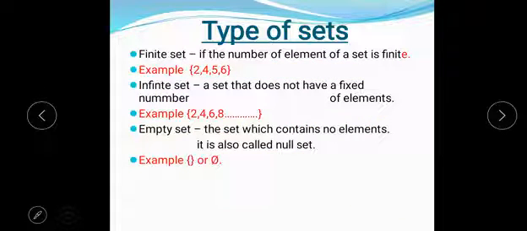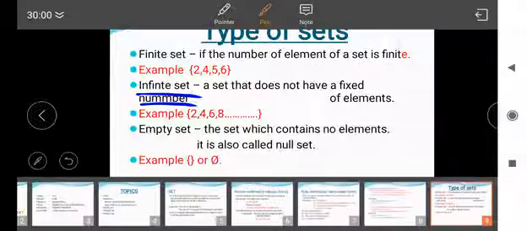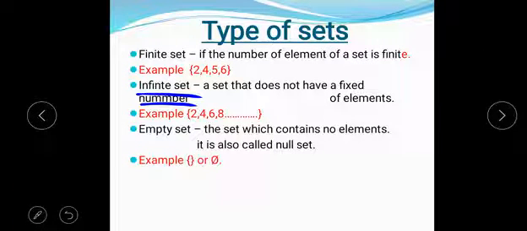Types of sets. Today we are going to discuss three types of sets: finite sets, infinite sets, and the empty set. The first one is the finite set. If the number of elements of a set is finite, it is called a finite set. If we have any set and it is countable, then it is a finite set. What is an infinite set? A set that does not have a fixed number of elements. I think there is a spelling mistake here. A set that does not have a fixed number of elements is called an infinite set.